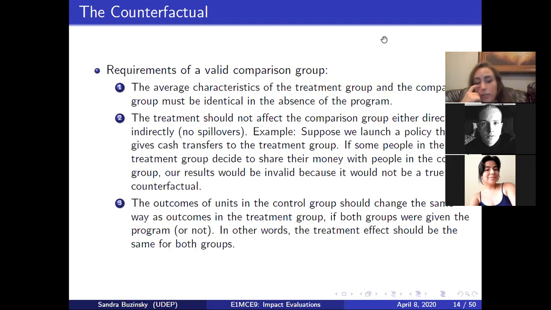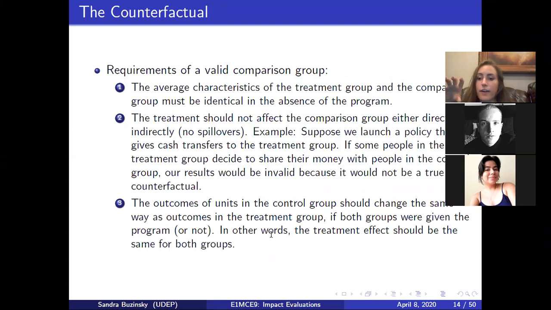Yeah, the third condition I was just talking about is really important actually, because notice how it says, if both groups were given the program or not, they need to respond the same. So think about the "or not." We need to be sure that even though the treatment group and control group look similar to begin with, the control group will respond to no treatment the same way as the treatment group would respond to no treatment, because that's going to be what we're estimating as our counterfactual.